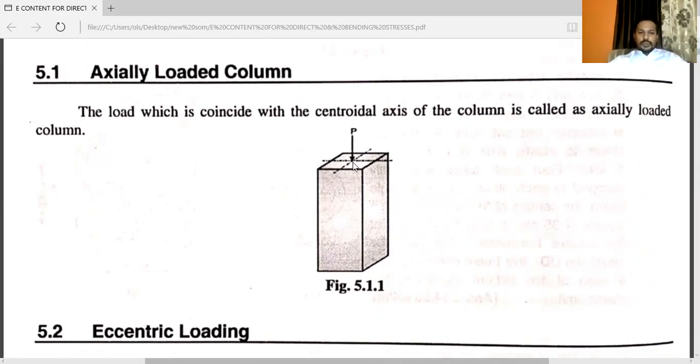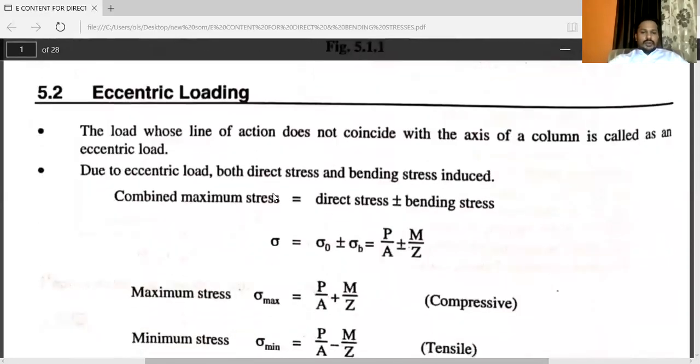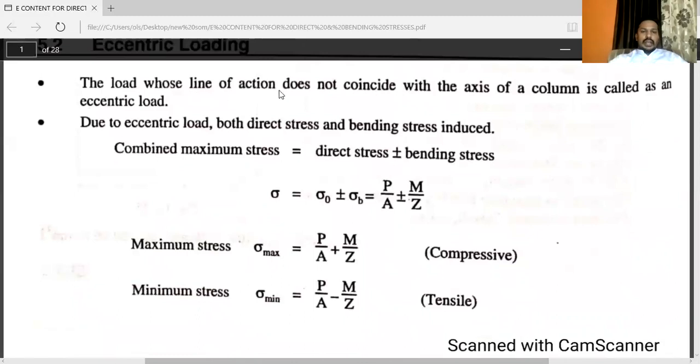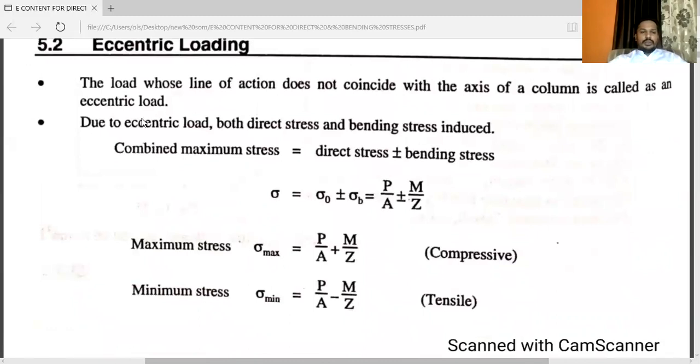The load which coincides with the centroidal axis. This is the centroidal axis. You can say it is concentric, or centric loading. The load whose line of action does not coincide with the axis of the column is called an eccentric load. Due to eccentric load, both direct stress and bending stresses are induced. So combined maximum stress is equal to direct stress plus or minus bending stress.